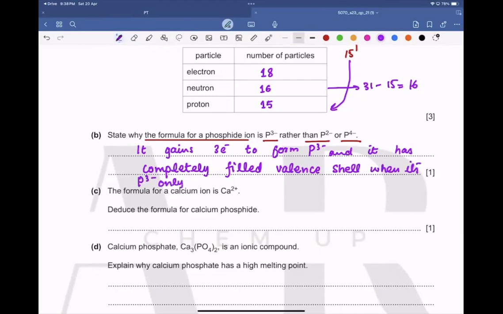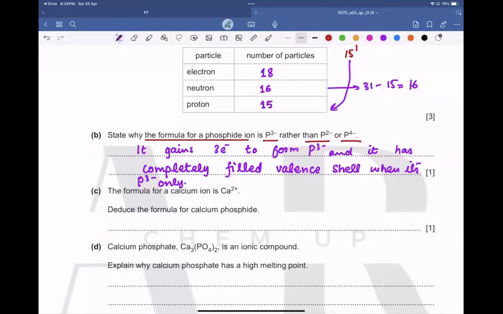P3 negative only. Because if it becomes P2 negative, it has a space for 1 electron in the valence shell, and if it becomes P4 negative, it has a space for 7 electrons. Yes, very good. No, you can't say it's oxidation number because you have to justify it. If P2 negative, then 2 negative is the oxidation number. If it's P4 negative, it's the oxidation number. So they are asking why P3 negative only, why not P2 negative or P4 negative? It is because only when it becomes P3 negative is its outermost electron shell completely filled.